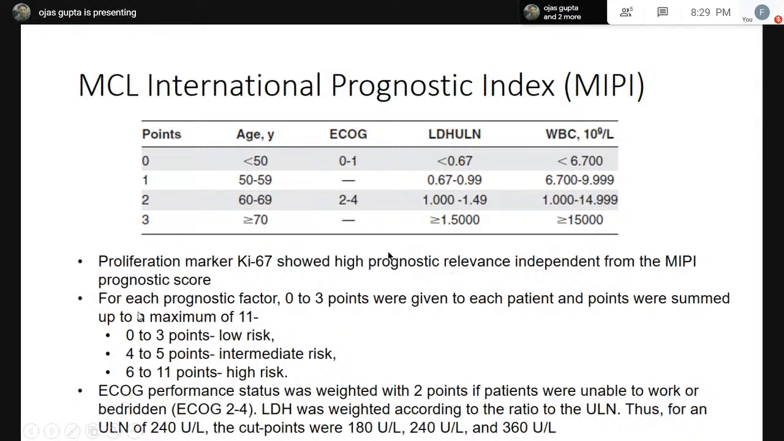For each of these prognostic factors, 0 to 3 points are given, as we have already seen, and the points are summed up to a maximum of 11. So the patient will be stratified into low, intermediate, and high risk based on these points. If they are 0 to 3, they are low risk. 4 to 5 points is intermediate risk, and patients with 6 to 11 points are high risk. And the ECOG performance status is weighted on 2 points, that is 0 to 1 and 2 to 4.